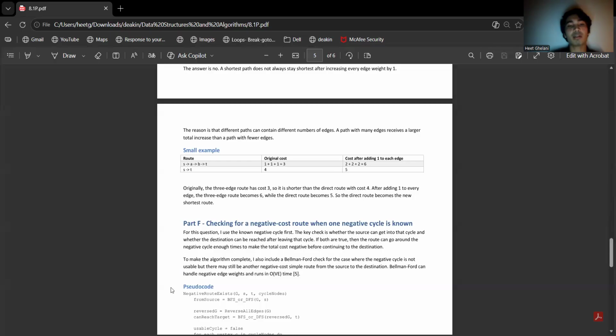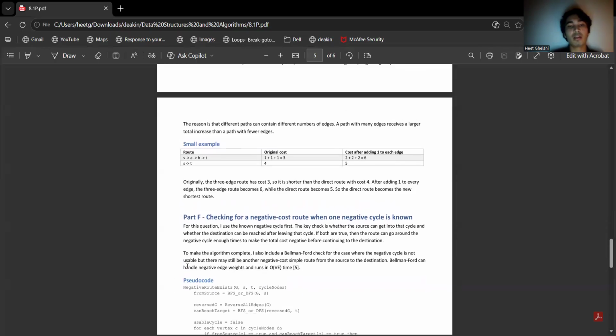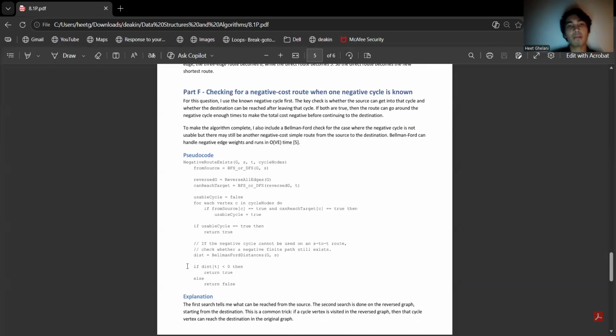In my example, the path from S to A to B and to T originally had cost 3, while the direct path had cost 4. After increasing every edge weight by 1, the 3-edge path becomes 6, while the direct path becomes 5. So the shortest path changes.